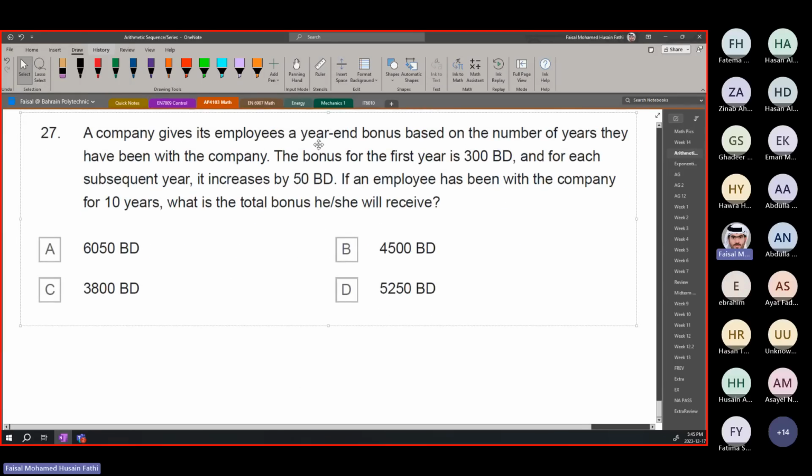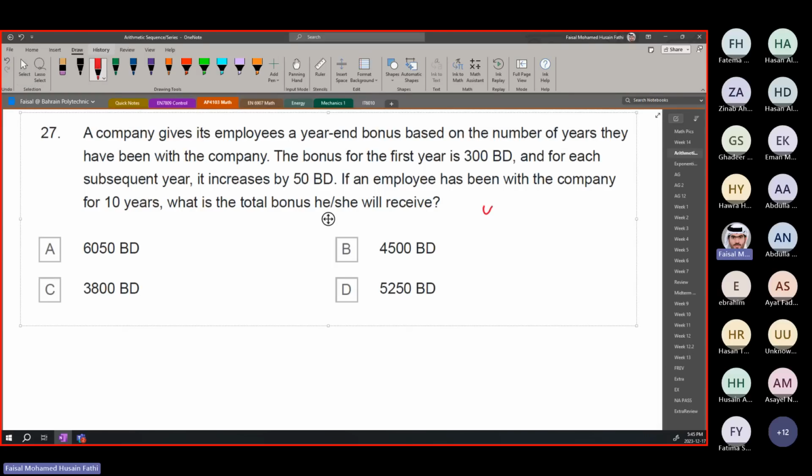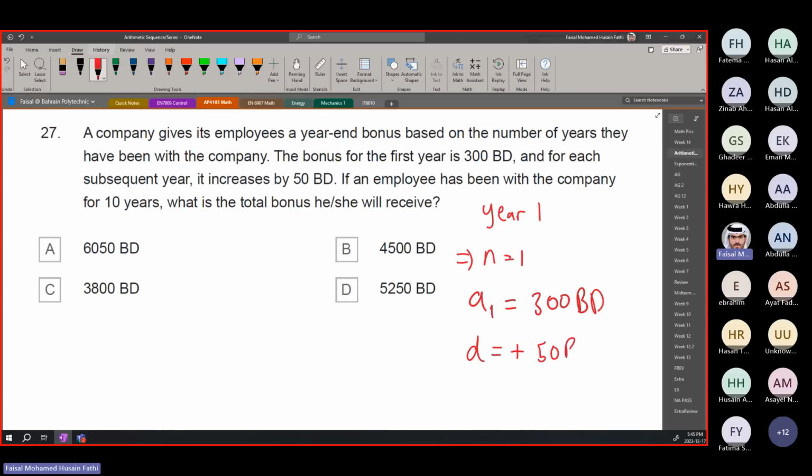A company gives its employees a year-end bonus based on the number of years they have been with the company. The bonus of the first year is, year 1 means n equal 1. It means A1 is equal to 300 BD. And for each subsequent year, it increases by 50 BD. So our common difference is increasing by 50 BD.